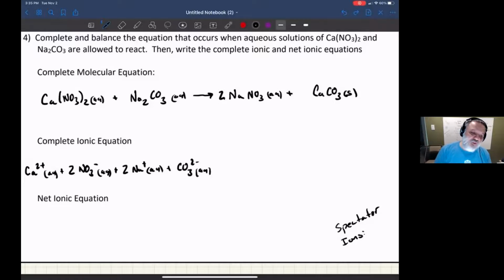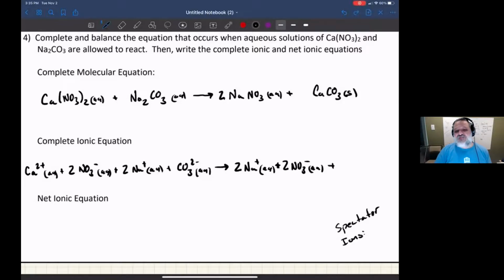Now, if you know the formulas for all of these polyatomic ions and the monatomic ions, then you didn't really struggle with this part. But if you don't know those formulas, go back and learn them, because you're going to struggle with this every time. Now, for the product side, the sodium and the nitrate are still aqueous, so I write them down separately, just like I did before. So 2 sodium ions aqueous plus 2 nitrate ions aqueous.